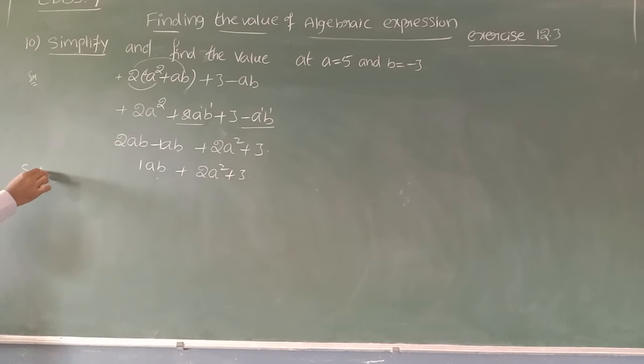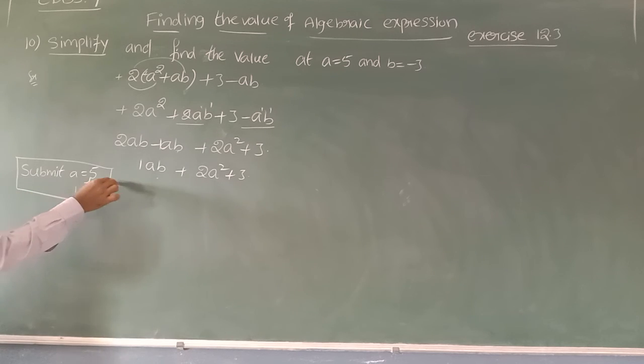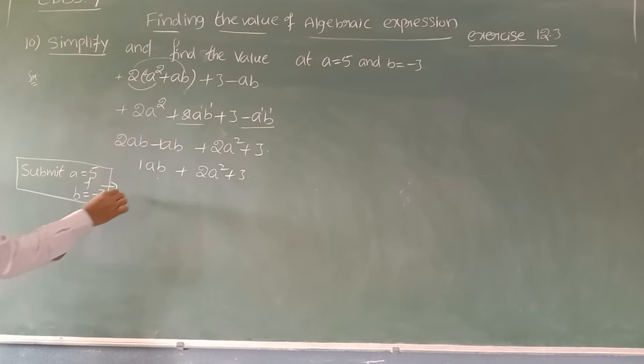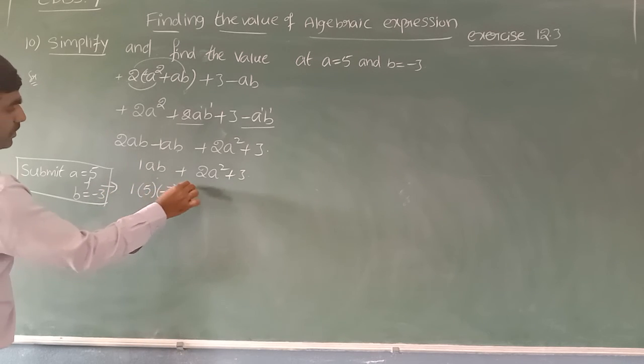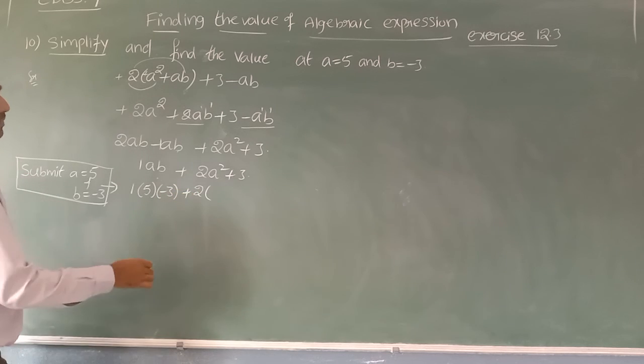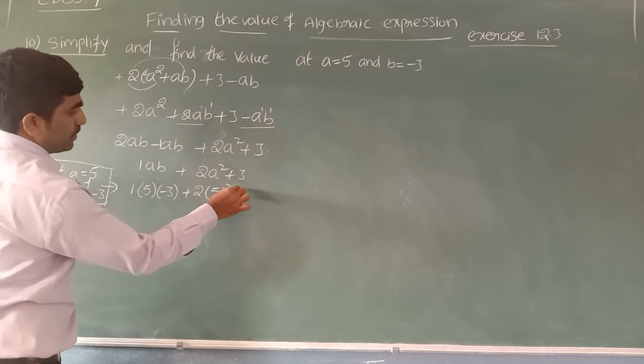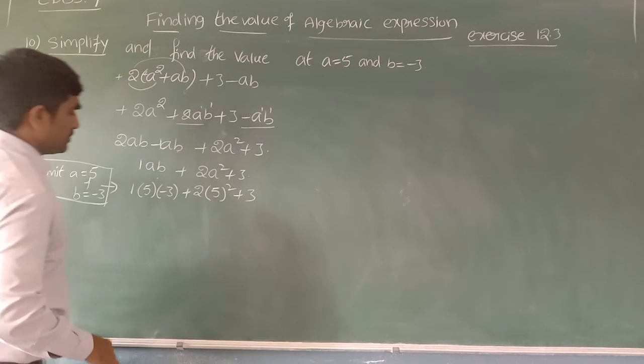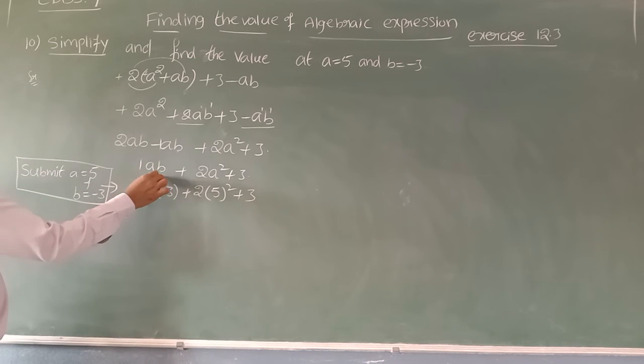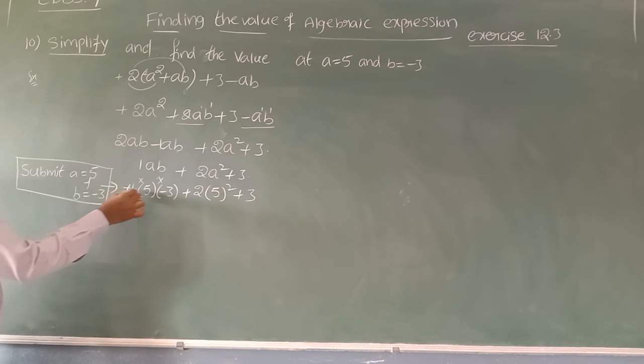Now we need to substitute the variable values. a is equal to 5 and b is equal to how much? Minus 3. Substitute these two values. 1 in the place of a, 5, in the place of b, minus 3 in brackets, plus 2 in the place of a, 5 squared, plus 3. Simplify this. Bracket means into; here no symbol means plus, plus into minus is minus. 1 into 5 is 5, 5 into 3 is 15.